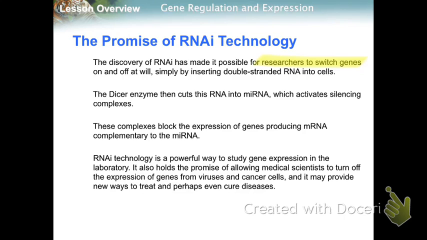Researchers, by using this technique, can switch genes on and off at will by inserting double-stranded RNA into cells. The dicer enzyme cuts this RNA into microRNA, and that activates silencing complexes. These complexes block the expression of genes by producing mRNA complementary to the microRNA. The thought is that perhaps scientists can turn off the expression of genes from viruses and cancer cells, and there's a potential there to cure disease.